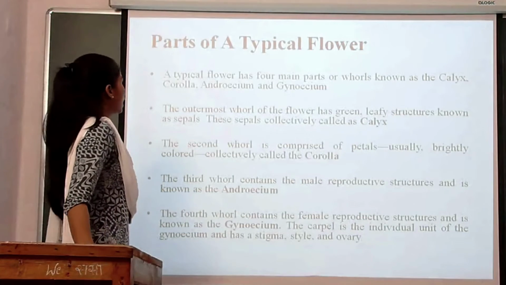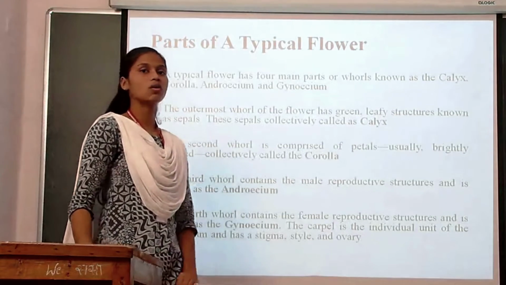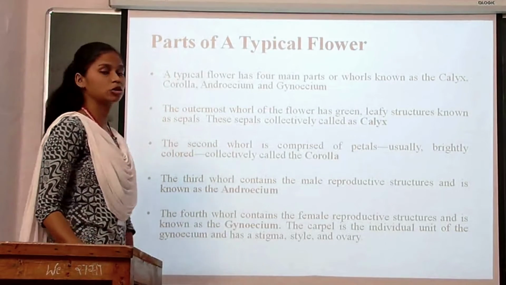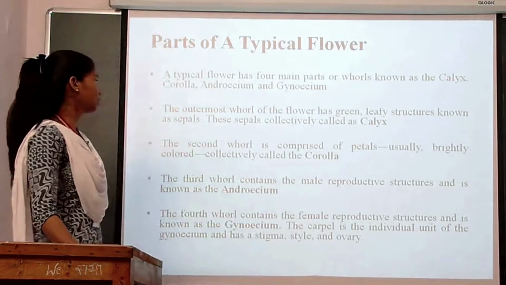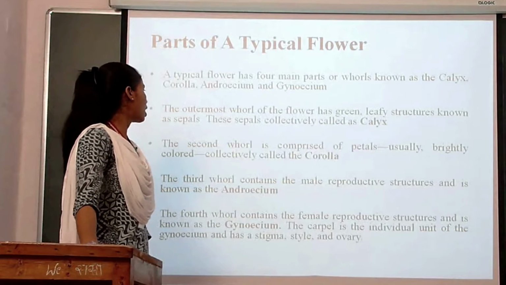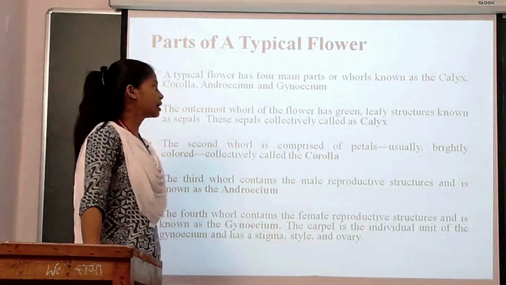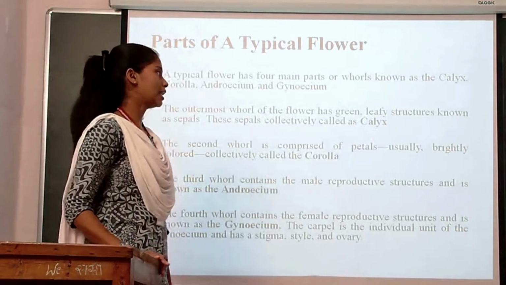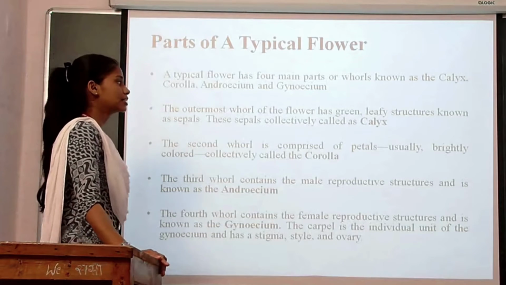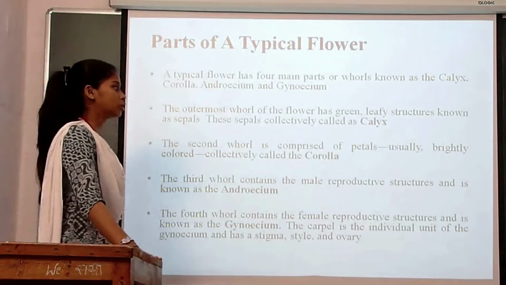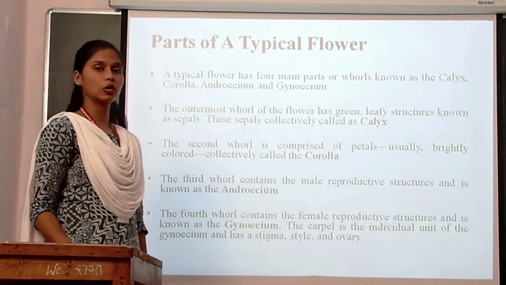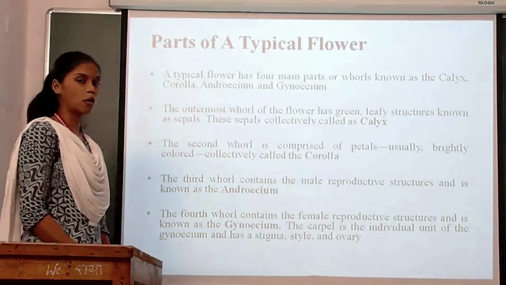A typical flower has four main parts or four main whorls, known as calyx, corolla, androecium and gynoecium. The outermost whorl of the flower has green leafy structures known as sepals. The sepals are collectively known as calyx, and these are green and leafy structures.